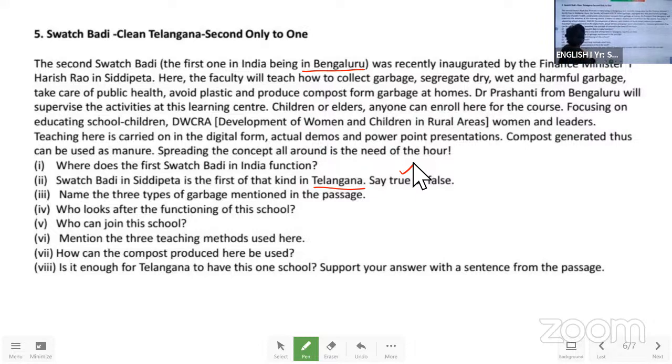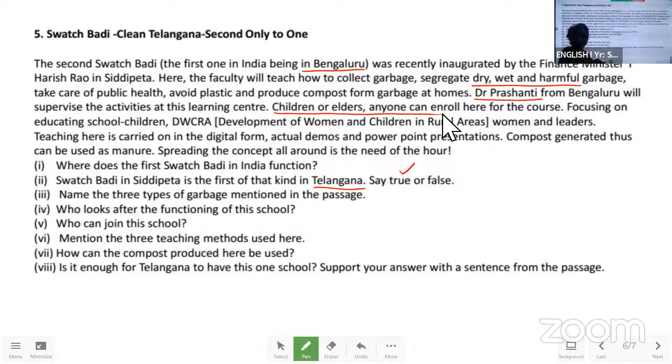Now name the 3 types of garbage mentioned in the passage. There are 3: dry, wet, and harmful. Just write the 3. You don't have to write a complete sentence. Who looks after the functioning of this school? It is Dr. Prashanti. If you have read the passage quickly, you'll get the answers quickly. Who can join this school? It can be anyone, children or elders. Anyone can enroll themselves here in the course.